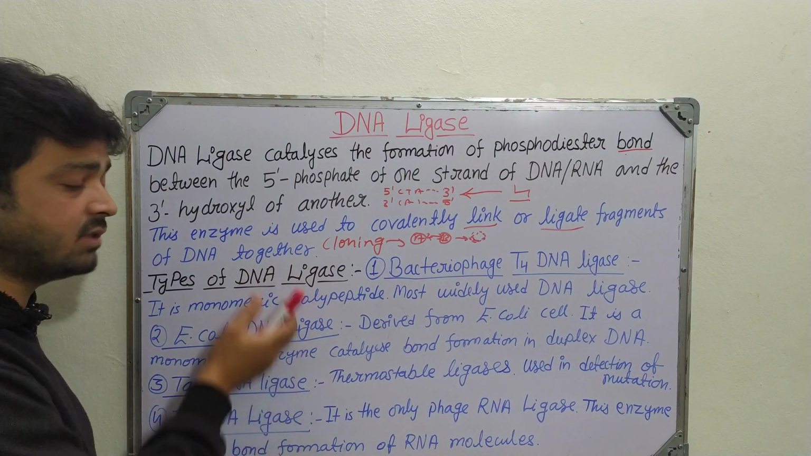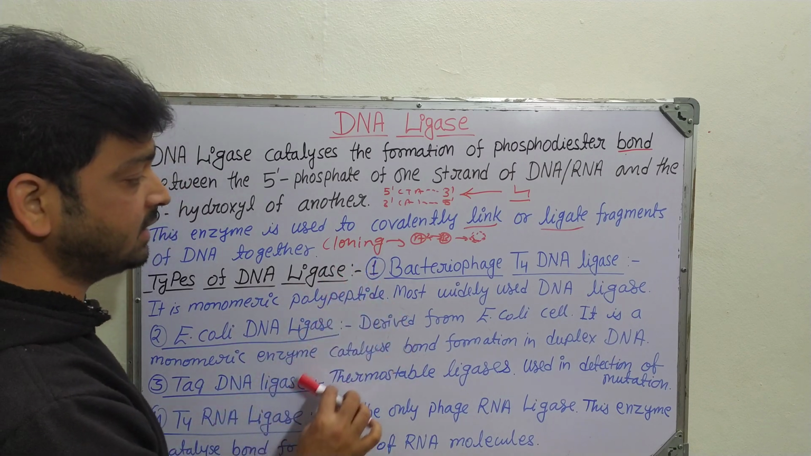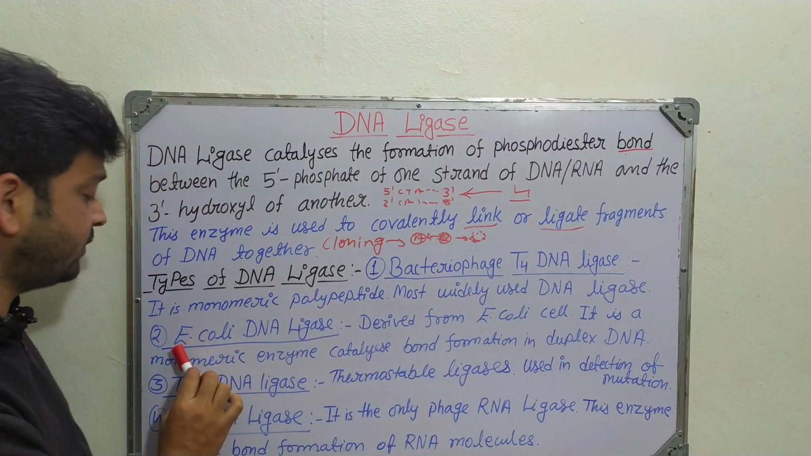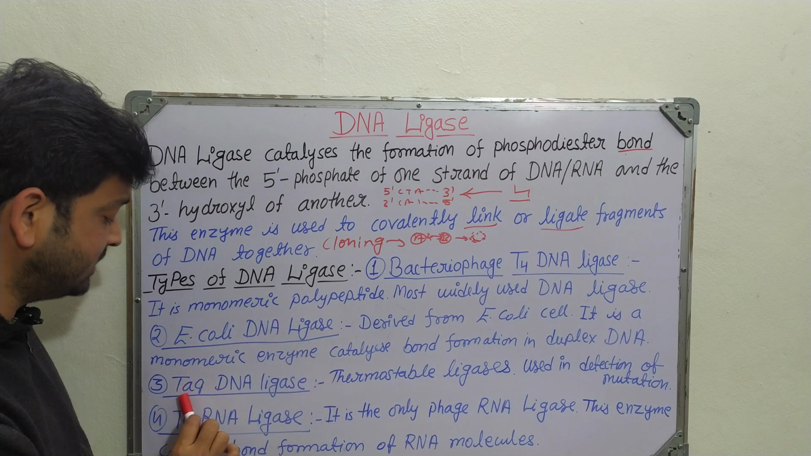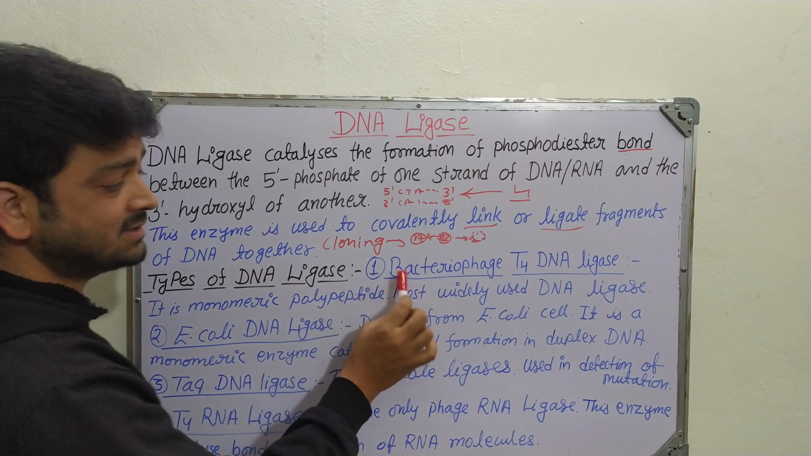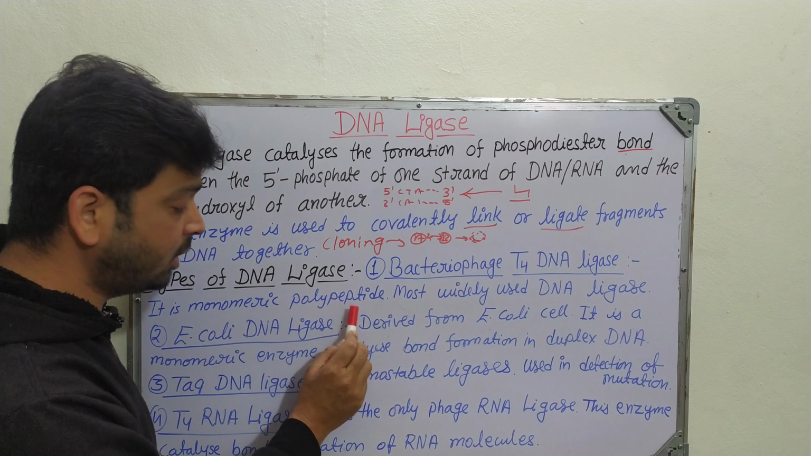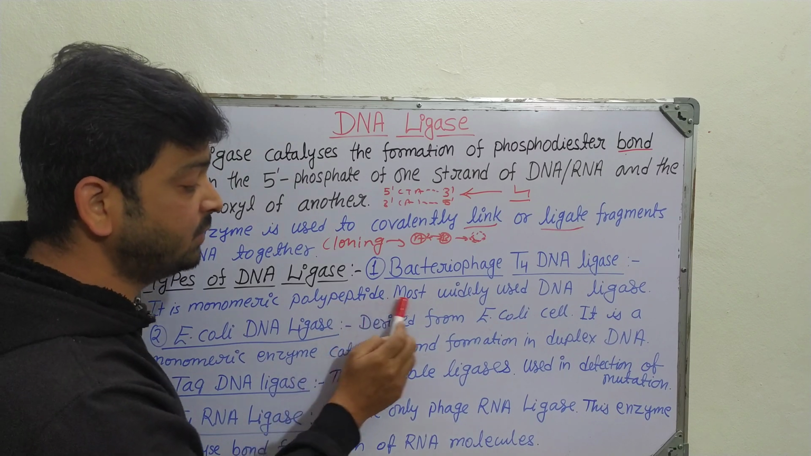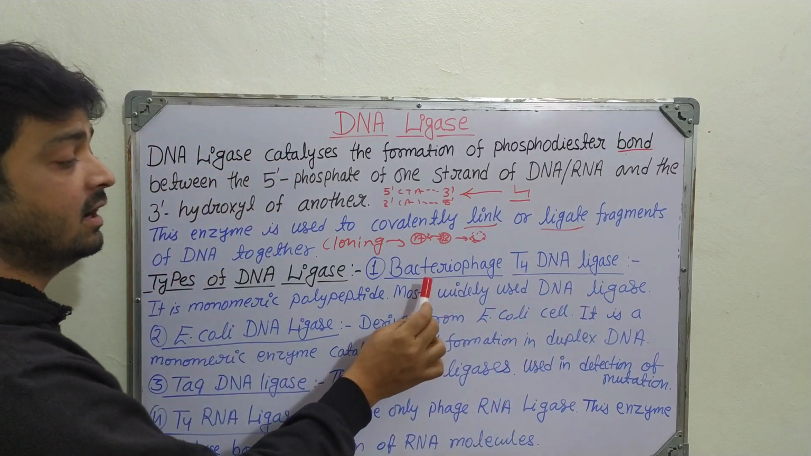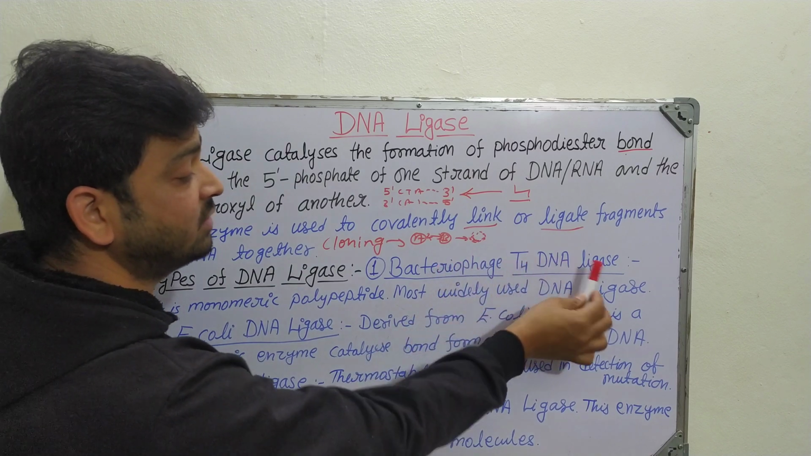Okay, so there are different types of DNA ligase which we need to understand. There are 4 types here. Basically I have written here: bacteriophage T4 DNA ligase, the second one is the E. coli DNA ligase, the third one is the Taq DNA ligase, and the fourth one is T4 RNA ligase, right? So let's discuss bacteriophage T4 DNA ligase. It is a monomeric polypeptide, which is most frequently used as DNA ligase. It is derived from bacteriophage T4. That's why it is known as bacteriophage T4 DNA ligase.